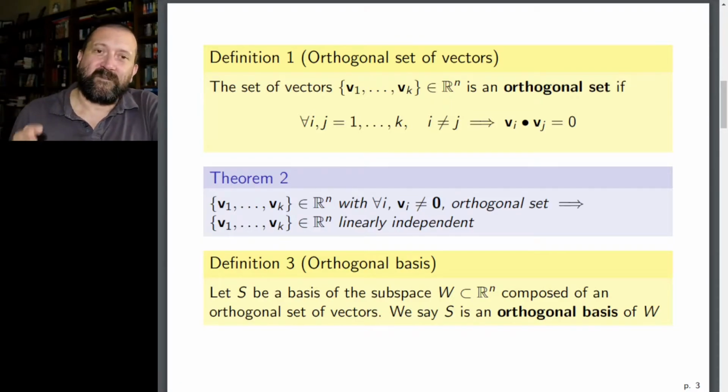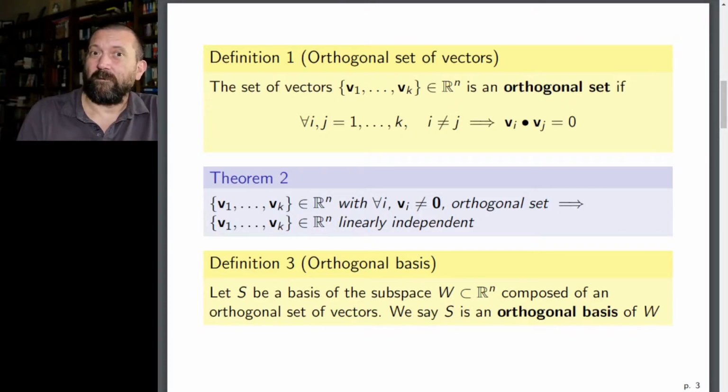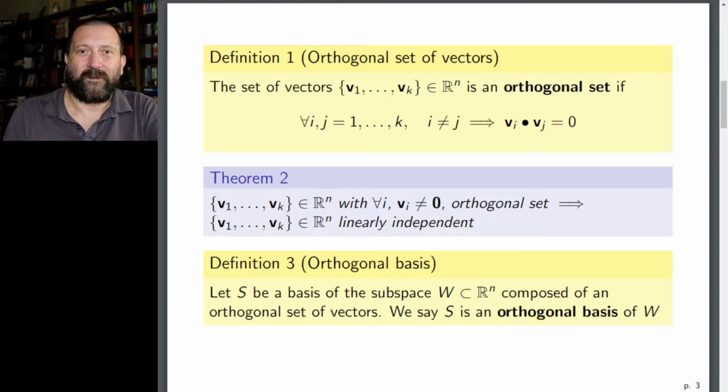And we're going to say that that set of vectors is an orthogonal set if whenever I take two indices i and j that are not equal to each other, the dot product of vector vi and vector vj is equal to 0. That means the vectors vi and vj are orthogonal in the sense of orthogonality as we've defined it in the past. Okay?